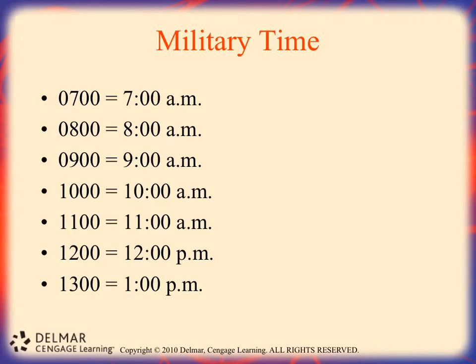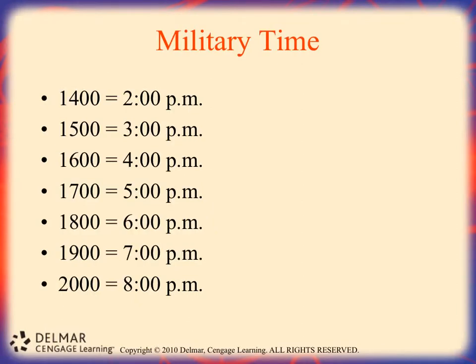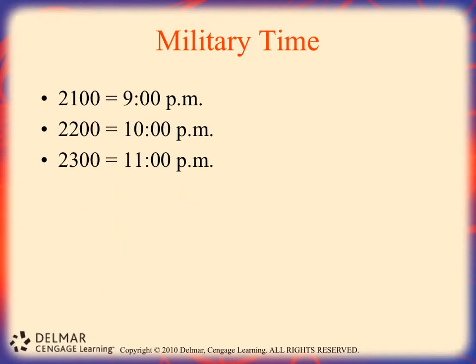You can see here that when we get to 12 p.m., which is noon, that's 1200, and then we start adding the numbers, so 1 p.m. is 1300, and so on. 2 o'clock is 1400, 1500, and we keep going. 11 p.m. then is 2300, and then we get back around to 2400 and start over.